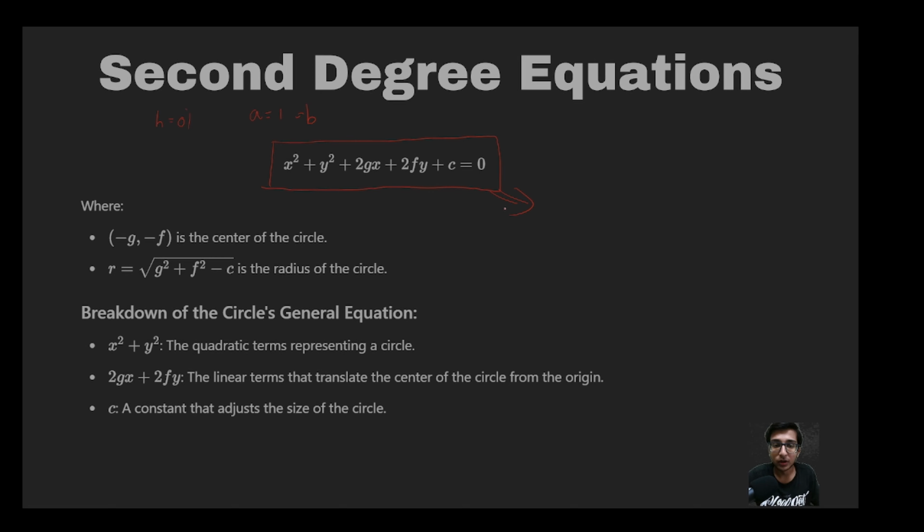Now let us try to transform this into the standard form that we just studied. First let us take all the x terms together plus y square and the y terms together, and let us put the constant term on the other side of the equals sign. Now let us try to convert this into complete squares.